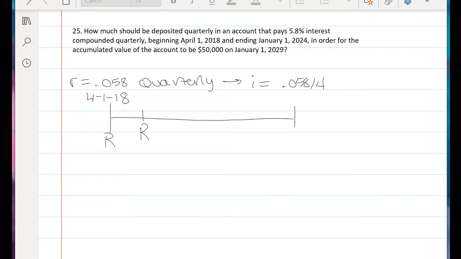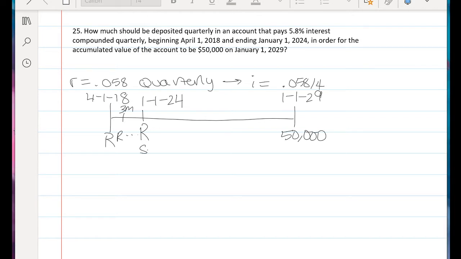Okay, next one occurs at January 1st, 2024. Those are regularly scheduled every 3 months, so you can just put 3 months later to indicate your quarters. And then our last payment is January 1st, 2029. Sorry, not our last payment. That's when we are having our $50,000.